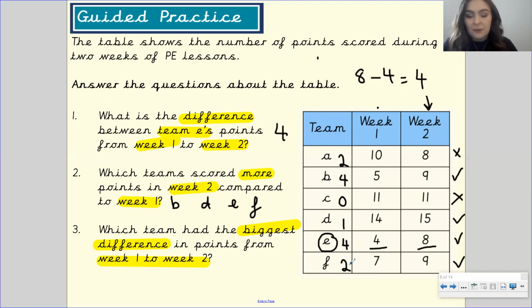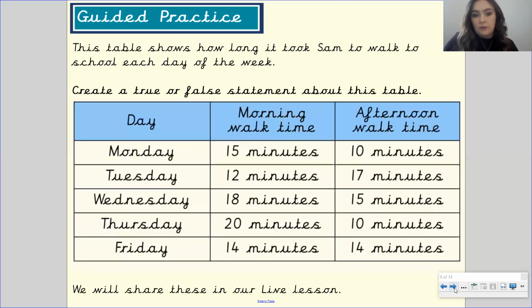Well done, it's 2. So if we have a look here, which team or teams had the biggest difference in points from week 1 to week 2? Well done. So it's team B and team E. They both had a difference of 4 points, which is our biggest difference here. Well done. Okay, let's have a look at the next one.